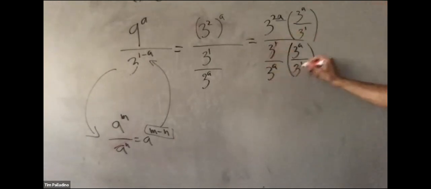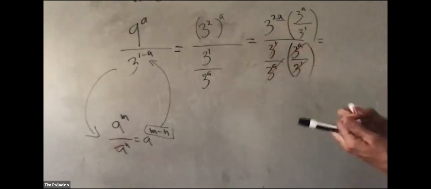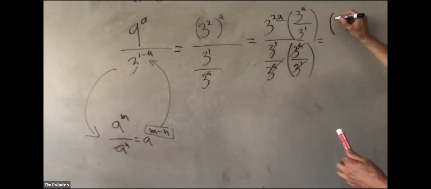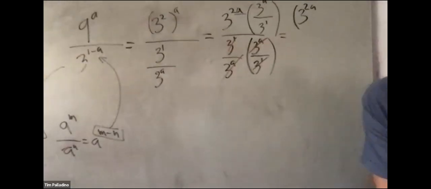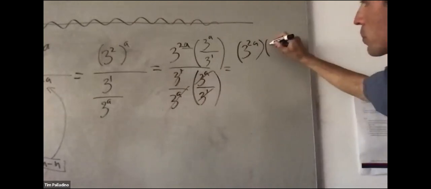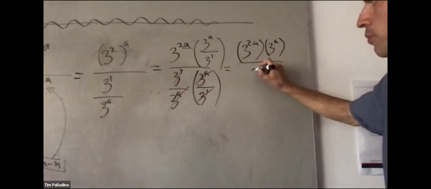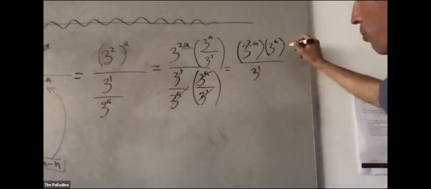So this cancels with this. That cancels with this. And now I have this thing up top. So I have, let's keep this in parentheses, 3 to the 2a. Can you guys see that still? Yeah, we can see. Times 3 to the a power. And then you still have this on the bottom, 3 to the 1st power. And I'm sorry, I'm kind of running out of room.